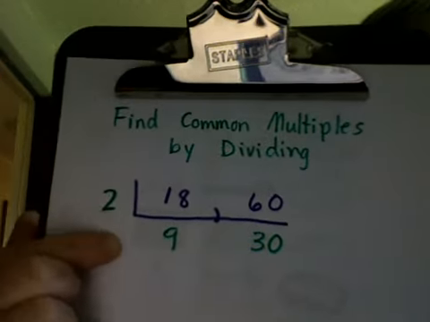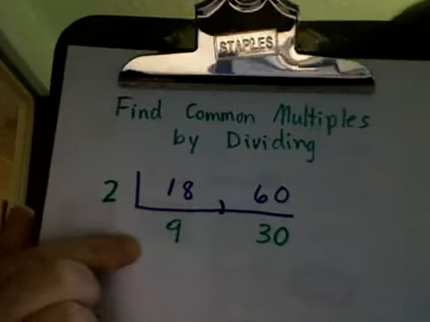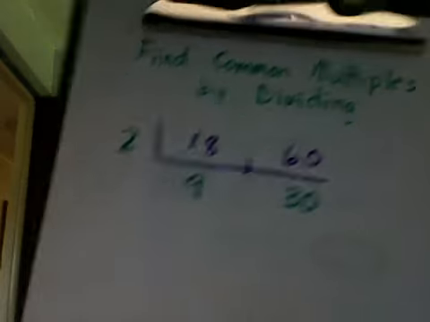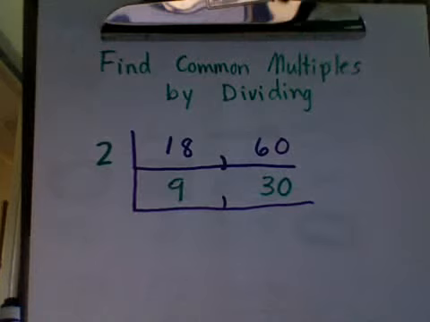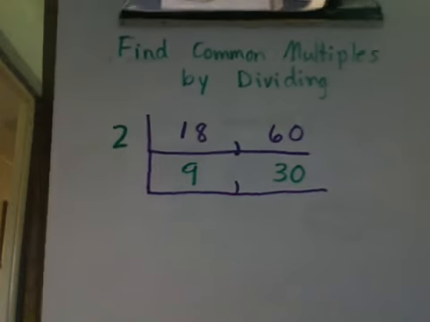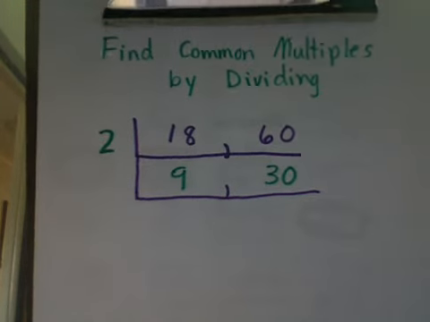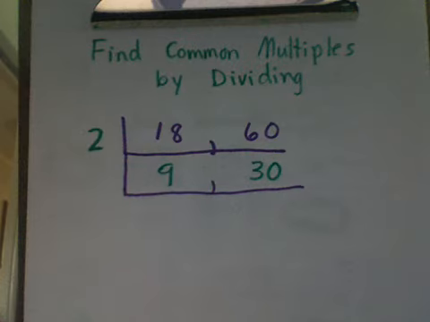Now we need to move to the next numbers down here. What can 9 and 30 both be divided by evenly? We make another layer on our upside down cake, or we could call it a floor in our building. You've probably discovered that 9 and 30 are both multiples of the number 3. So let's do that next.